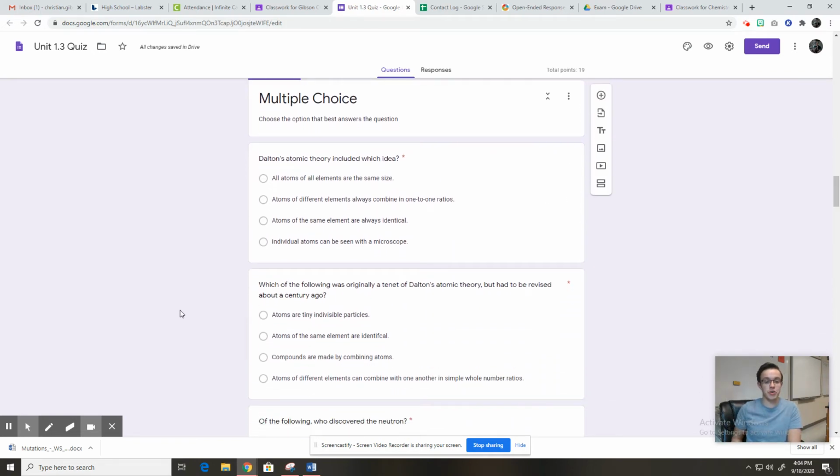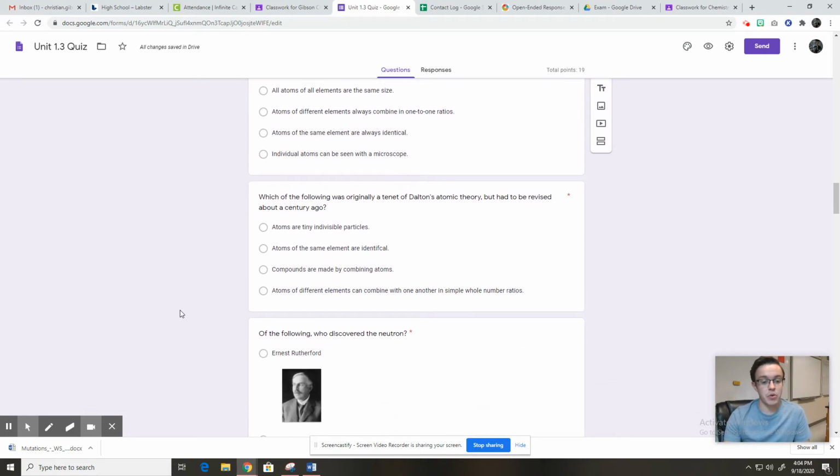All right, now we have multiple choice. First question of multiple choice. Dalton's atomic theory included which idea? A, all atoms of all elements are the same size. B, atoms of different elements always combine in 1-to-1 ratios. C, atoms of the same element are always identical. Or D, individual atoms can be seen with a microscope.